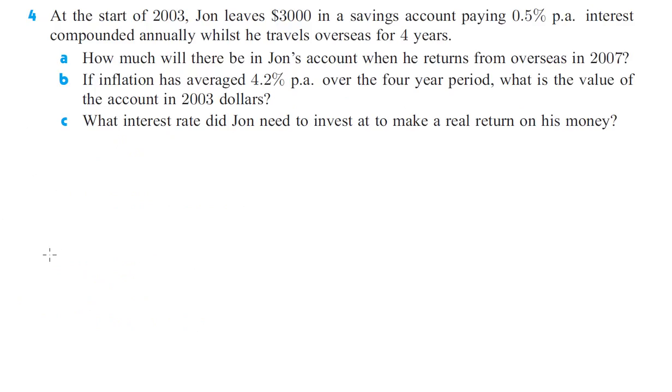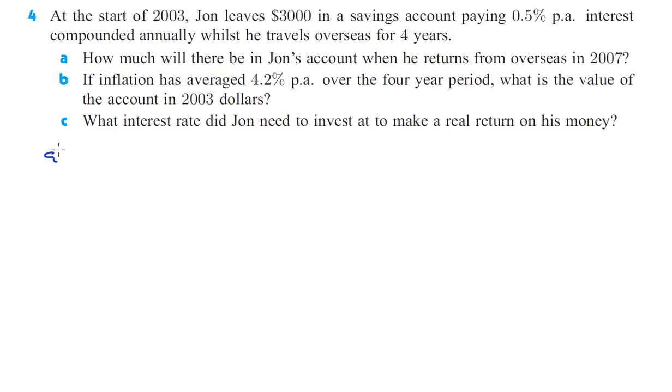Okay. All right. Number 4, start of 2003, John leaves 3,000 in a savings account, paying 5% per annum interest compounded annually, whilst he travels overseas for 4 years. How much will there be in John's account when he returns from overseas in 2007? Well, first off, John, you've got to find something a little bit better than 0.5%. That's not very good at all.